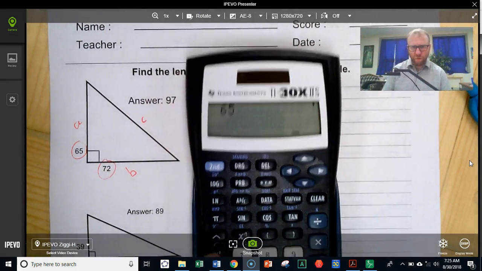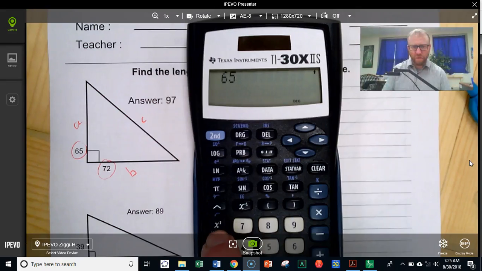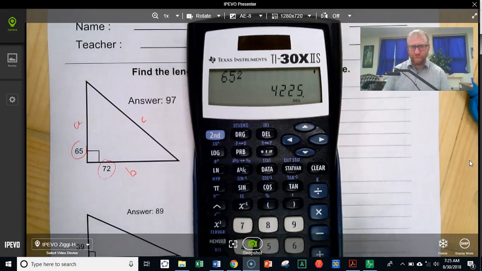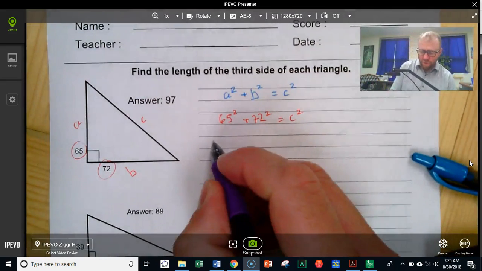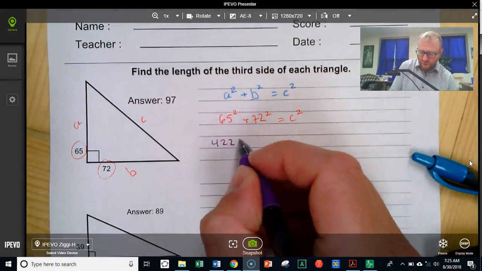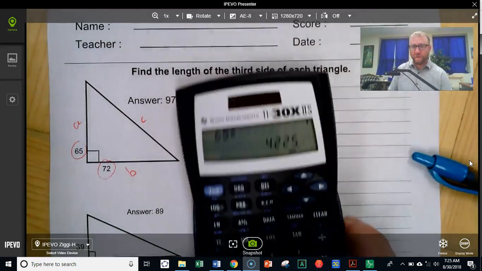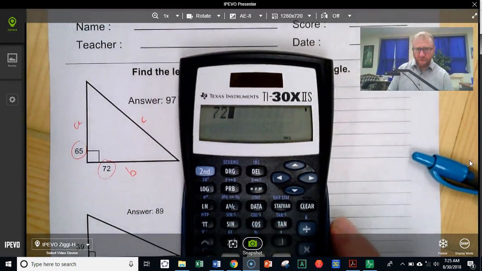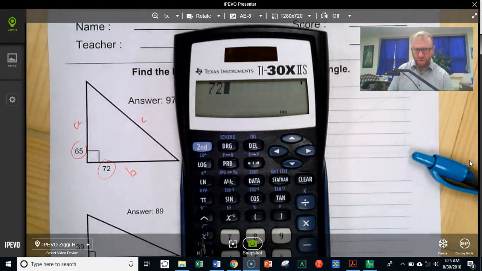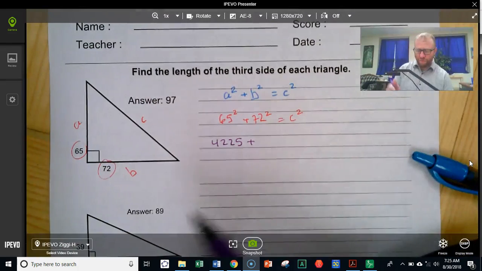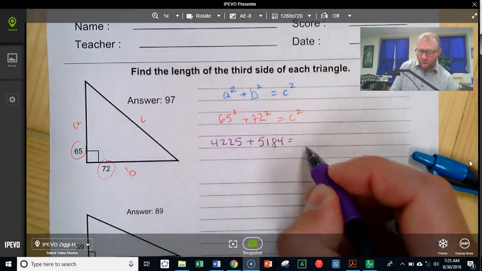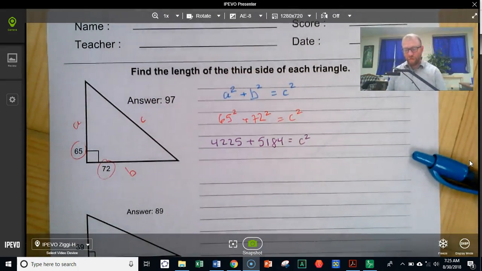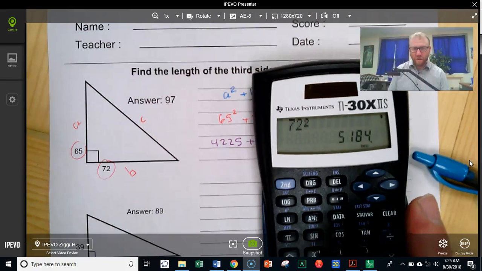65. Here's my squared button right there. 65 squared is 4,225. Big number. Now 72 squared. There's my squared button. 72 squared is 5,184. So now I've got to add these two together.